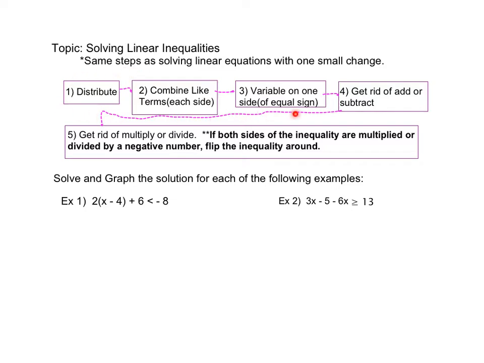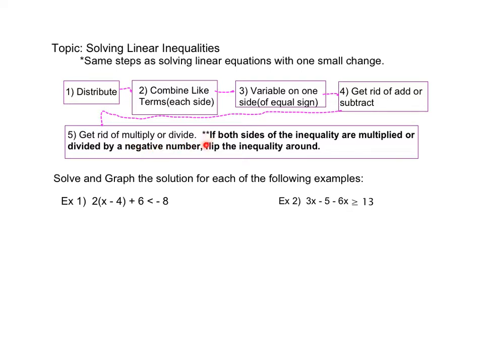Notice steps 1 through 4 are the same as they are for solving equations. I first distribute, and I combine like terms on each side of the equal sign. I make sure that the variable is only on one side of the equal sign. I get rid of anything that's not attached to the variable using addition or subtraction. And then I get rid of anything that is attached to the variable by using multiplication or division.